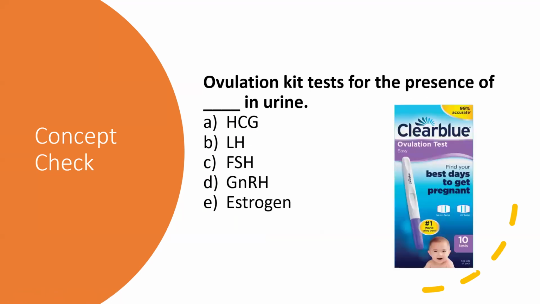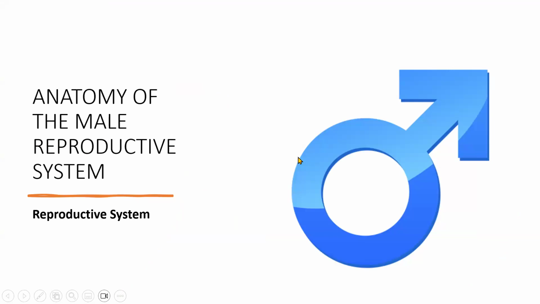Okay, how about this one? HCG. Yeah, that's right. LH. Actually, yeah, ovulation kit. Ovulation kit is LH, right? Pregnancy kit is HCG. Okay. All right, so that's it.